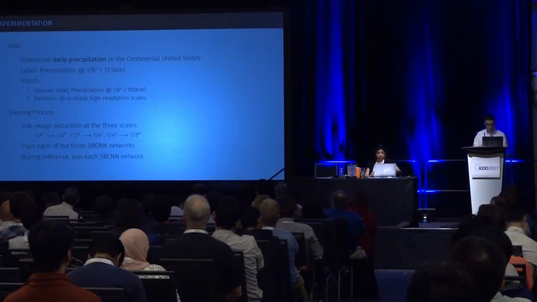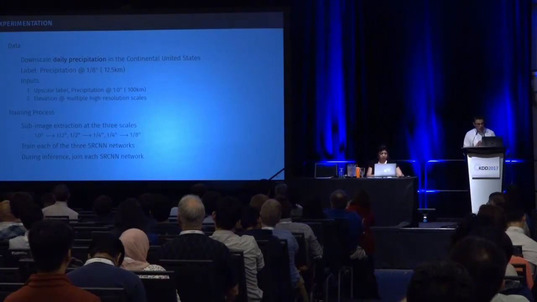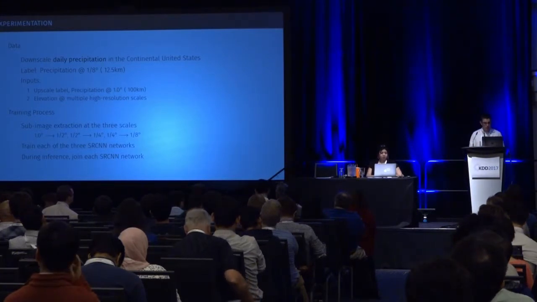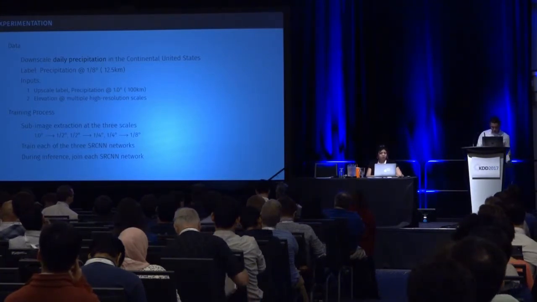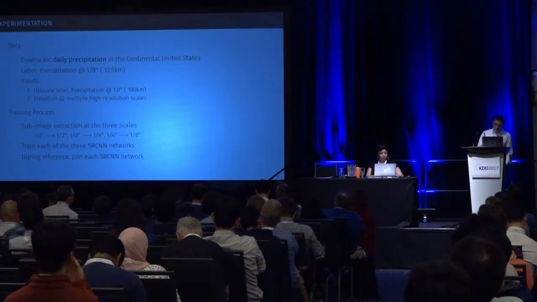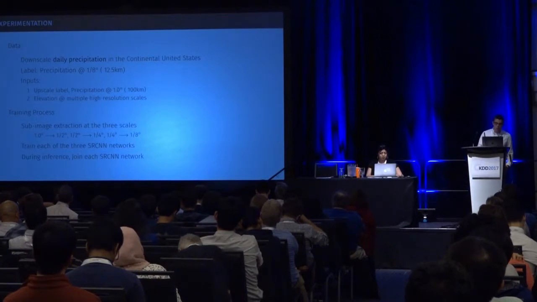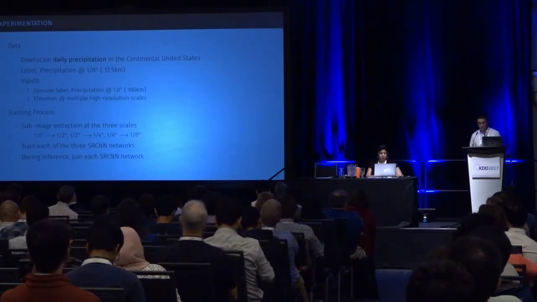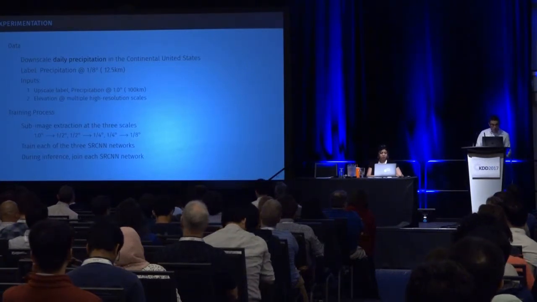So for our experimentation, as I said, we're looking at daily precipitation, which is more challenging than looking at temperature per se, and that's the other interesting problem. So we have precipitation at 1/8 of a degree, 12.5 kilometers. Our inputs, like we said before, are precipitation and elevation. These elevations add multiple resolutions because we can get it at any resolution we want.